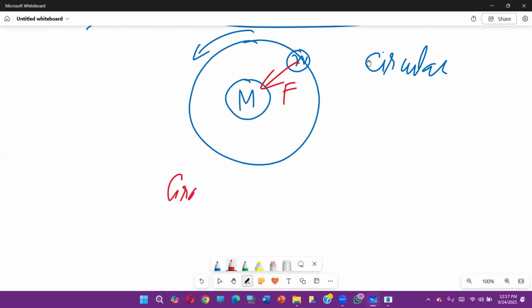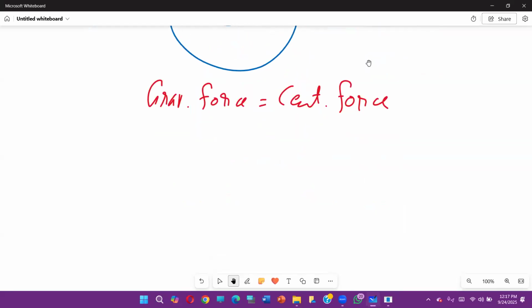Very good. Gravitational force is equal to centripetal force. Now there are two derivations here. Both of them are important. One of them is so important that it appears countless times in the paper. Gravitational force: should I write GM upon R square?